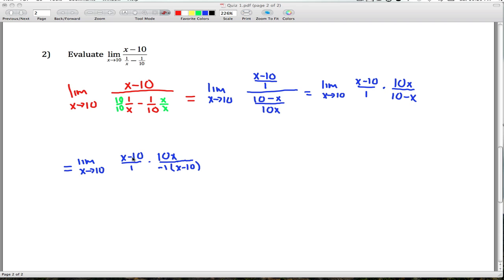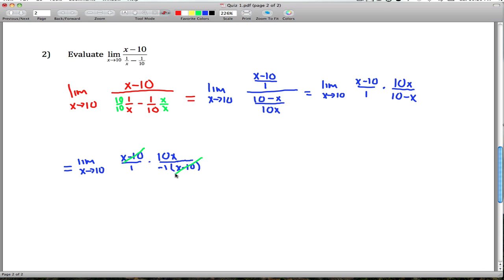Which is good because now we get one of the more satisfying feelings in math when you get to cancel out terms like this. And our limit simplifies into the limit as x approaches 10 of 10x over -1, which if we plug in 10 for x, we get 100 over -1, in other words, -100, which is our answer.